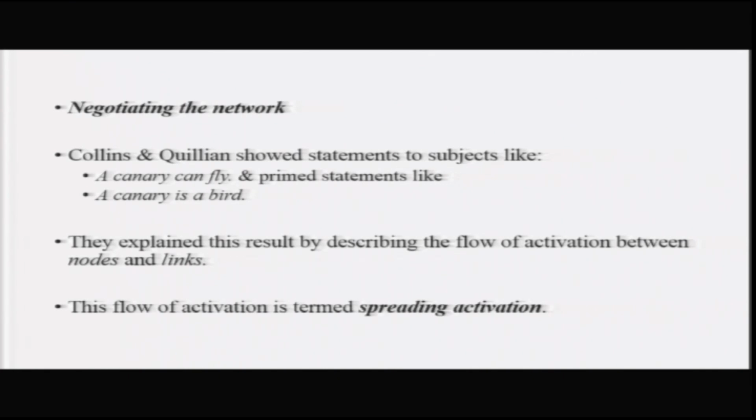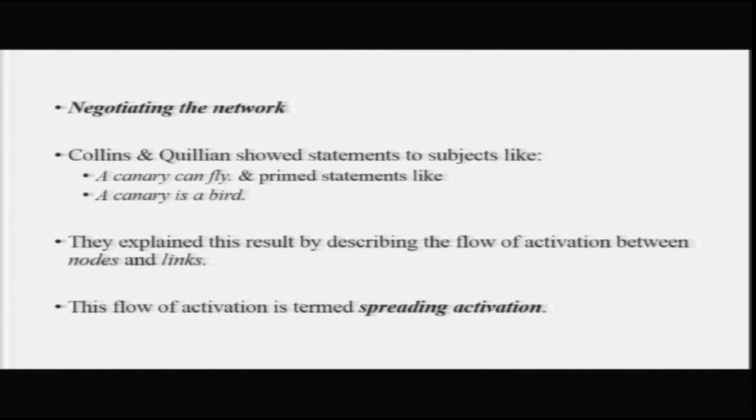Canary can fly came out, and when they did not register, it comes for a very small duration. Then canary is a bird comes, and because you were already primed for that, because it can fly it should be a bird kind of thing, you were faster at deciding that canary is a bird. That is how this is happening. They explain this result by describing the flow of activation between the nodes and the links, and they say the priming is actually happening because of a concept called spreading activation.